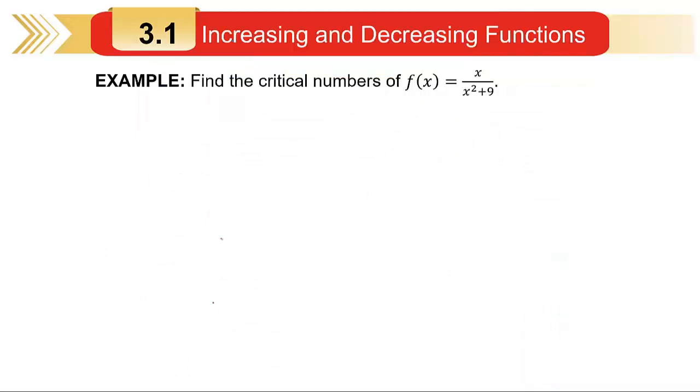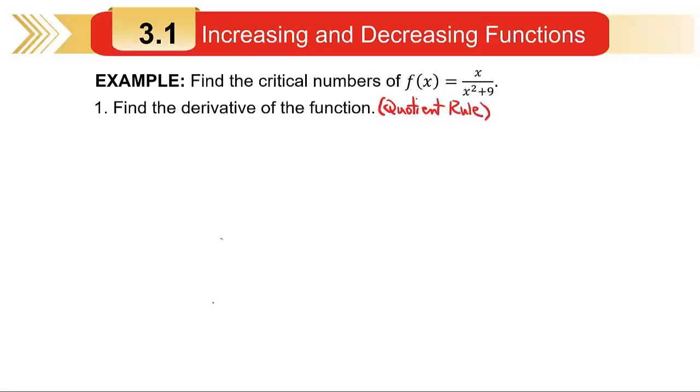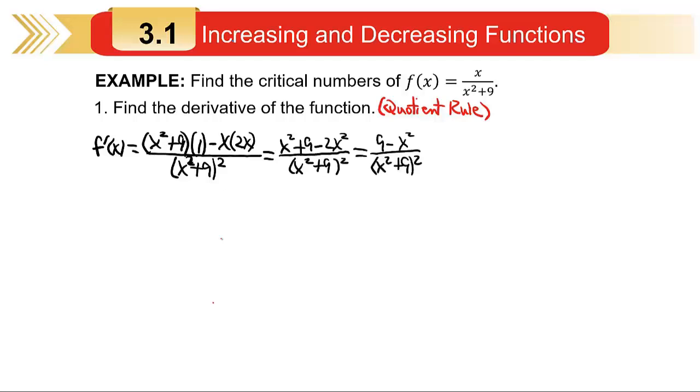Let's do another one. Find the critical numbers of the function x over the quantity x squared plus 9. Well, that's a quotient, so you're going to have to use the quotient rule. The quotient rule says you take the denominator times the derivative of the numerator minus the numerator times the derivative of the denominator all over the square of the denominator. When you simplify it, you're going to get 9 minus x squared over the quantity x squared plus 9 squared.